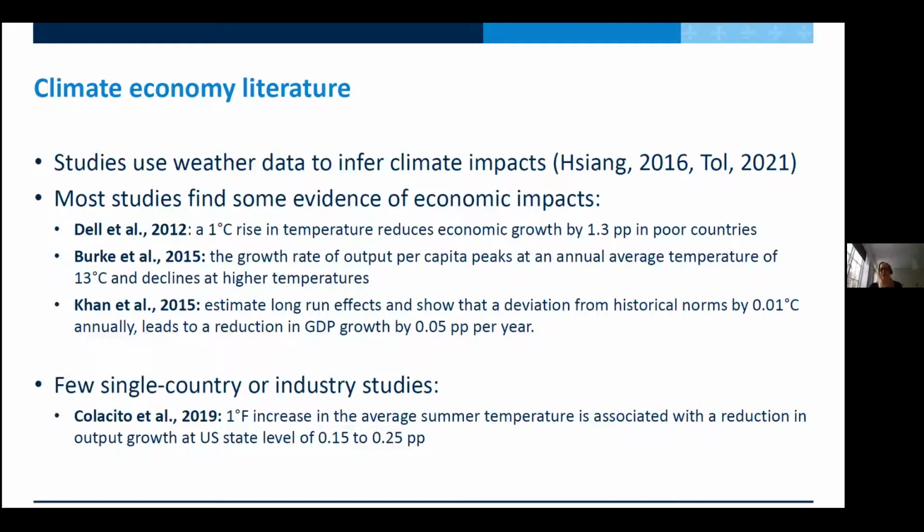Global studies, we've heard yesterday, can mask heterogeneity within countries and across industries. It is important to look at a more granular level. So one example is the study by Colacito and co-authors for a panel of US states. And in the next few slides, I'm going to describe the results of a similar analysis I did for the UK.